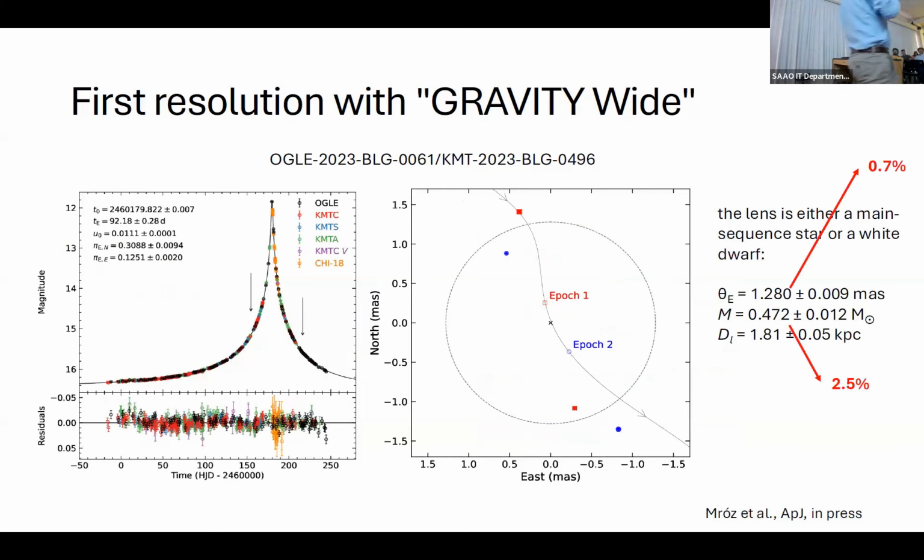I would like to point out these are very precise measurements. The Einstein radius is measured with precision better than 1%. The mass of the lens and its distance are measured with a precision of a few percent. This is limited by the accuracy of the parallax measurements, actually. In this case, the lens star is just mundane, a main sequence star, perhaps a white dwarf, but nevertheless, we are very happy with this result because it demonstrates that the new instrument is working as expected, and it gives us good information for the future.